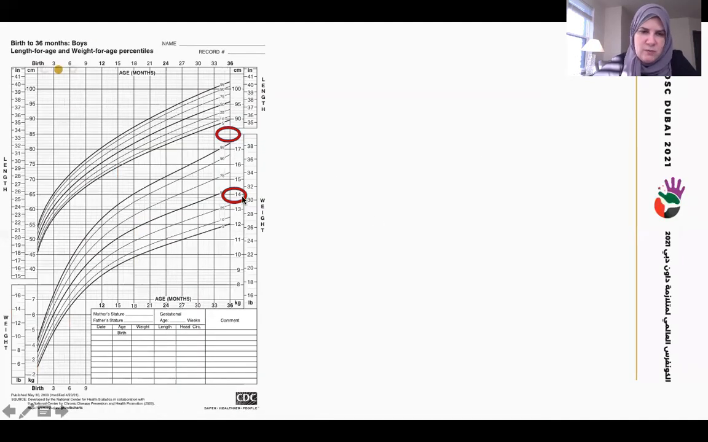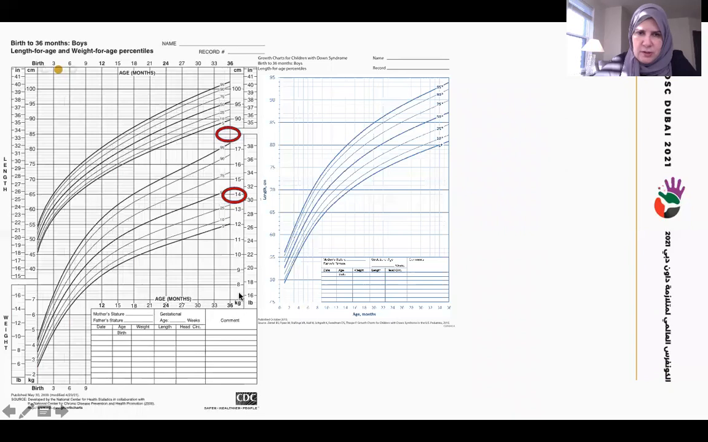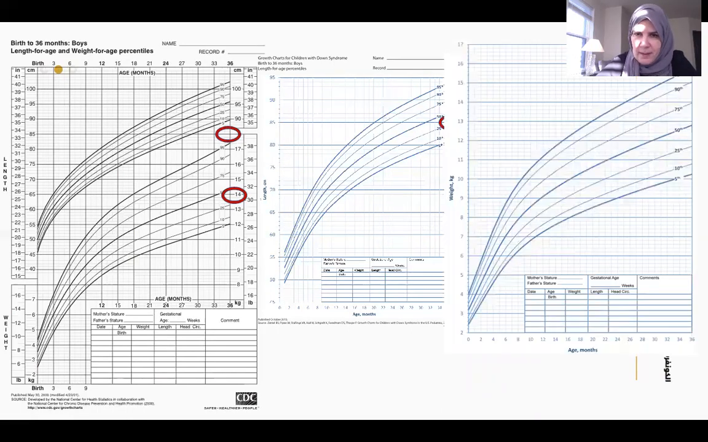Now this is the weight, 14. This is the length, 85 on the normal chart. Now on a Down syndrome chart, this is the length and this is the age. So he's 36 months and his height is 85 centimeters. So now we can see that it's normal for a child with Down syndrome. Okay. Now, if the length was somewhere around here, 75 or 78, then I would worry and I would start to investigate why this child is not growing appropriately.